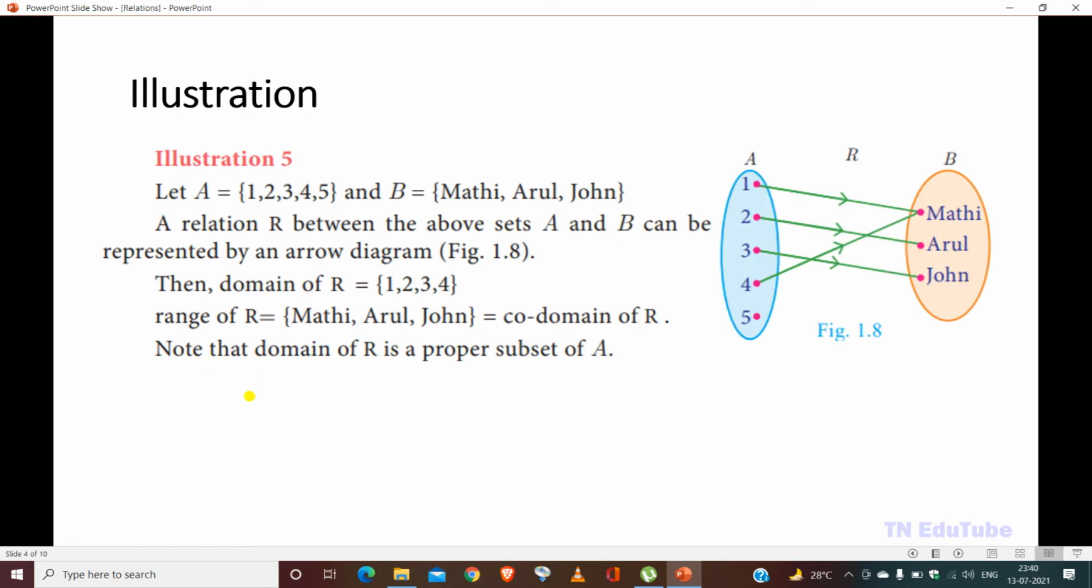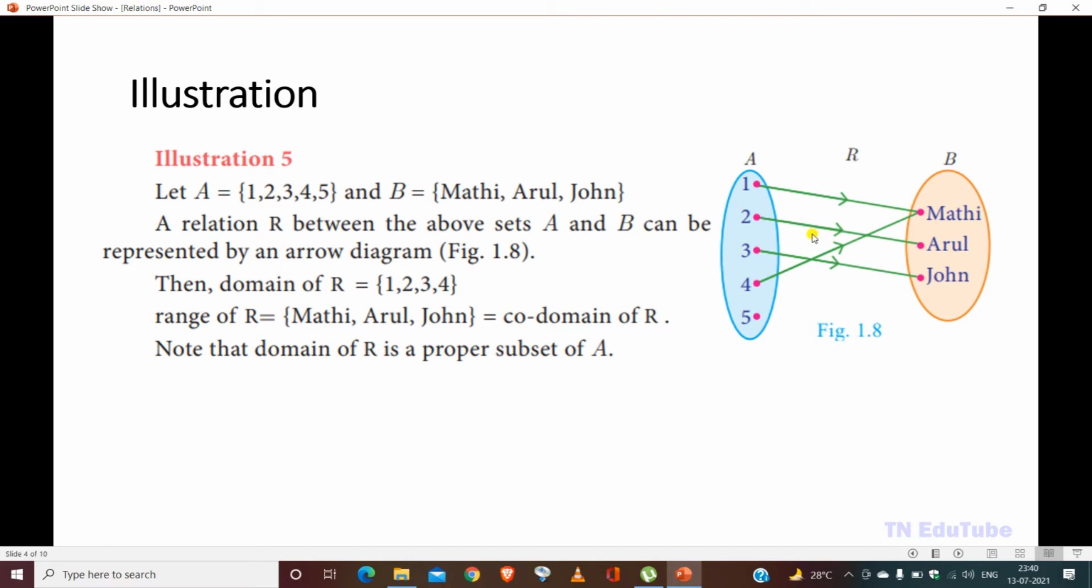See this illustration. Here A equals {1, 2, 3, 4, 5} and B equals {Madhi, Arul, John}. Two non-empty sets are given. Here one relation R between A and B is shown in this arrow diagram. The two sets are drawn using oval symbols and some arrows connect them. This diagram is called an arrow diagram. 1 is related to Madhi, 2 is related to Arul, 3 is related to John, and 4 is related to Madhi.